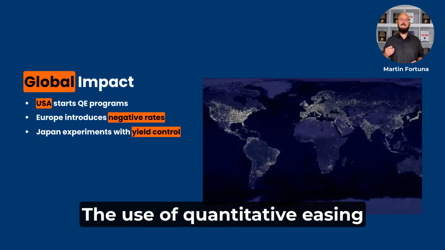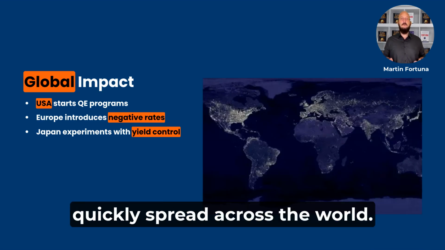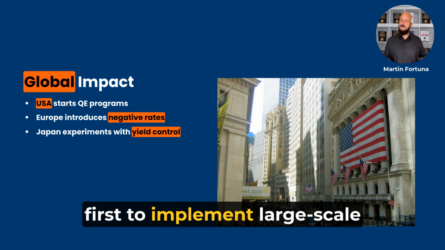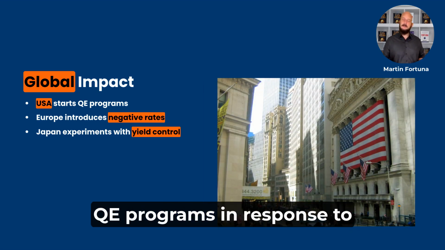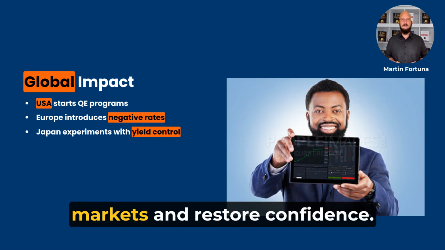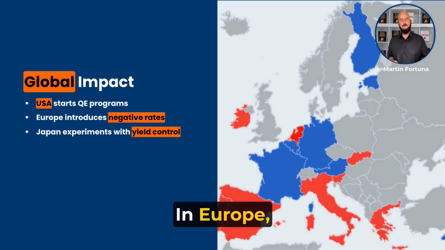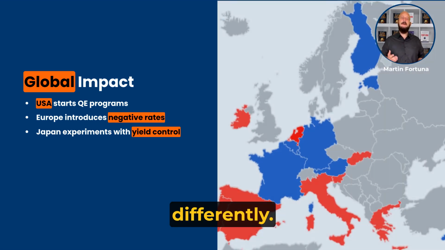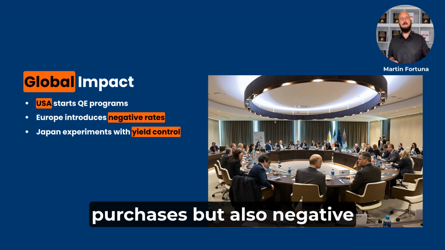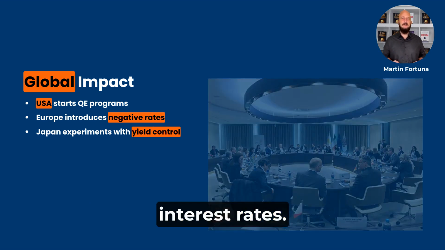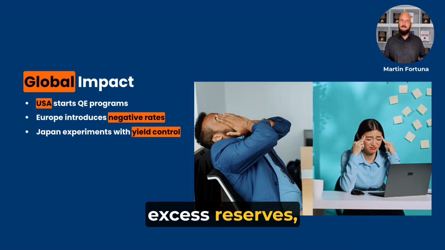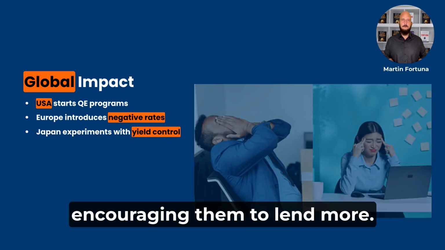Global impact. The use of quantitative easing quickly spread across the world. The United States was one of the first to implement large-scale QE programs in response to the financial crisis. These actions helped stabilize markets and restore confidence. In Europe, the situation developed differently. The European Central Bank introduced not only asset purchases, but also negative interest rates. This meant that banks were effectively charged for holding excess reserves, encouraging them to lend more.